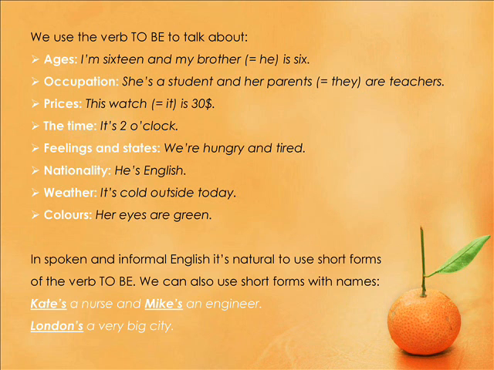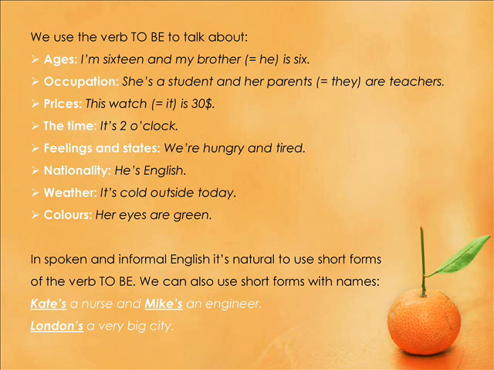We use the verb to be to talk about ages: I'm 16 and my brother is 6. Occupation: She's a student and her parents, they are teachers. Prices: This watch, it is $30. The time: it's 2 o'clock. Feelings and states: We are hungry and tired. Nationality: he's English. Weather: it's cold outside today. Colors: her eyes are green.